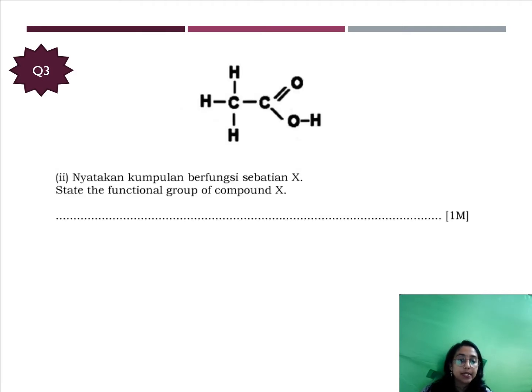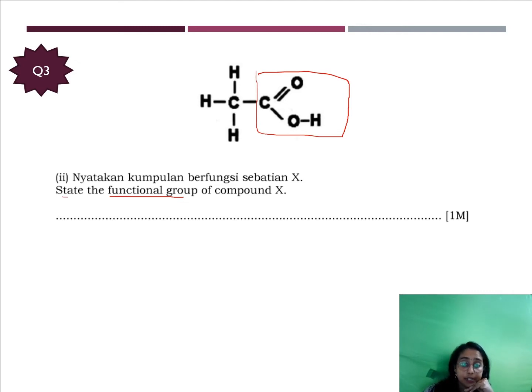Okay, now let's look at this question. State the functional group. Can you see the words functional group of compound X? Okay, let's go to the structure and look at it. So where's the functional group? Functional group is the identity. Okay, can you see this? C double bond OOH. So C double bond OOH is actually what? Carboxylic acid, right? Carboxylic acid is the homologous series, but they want the functional group.